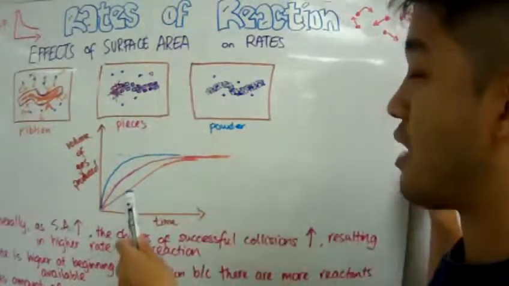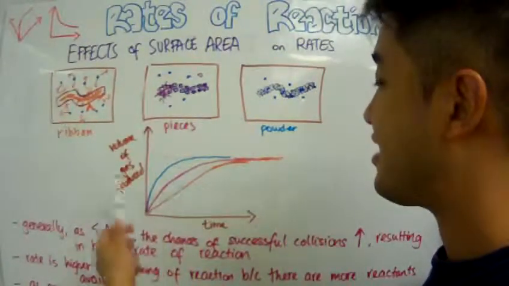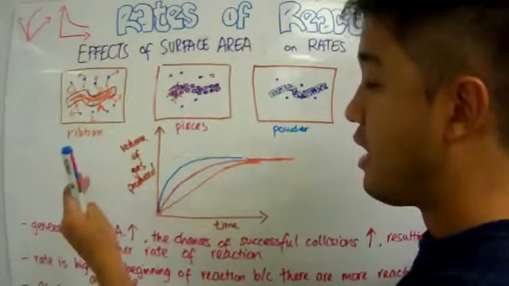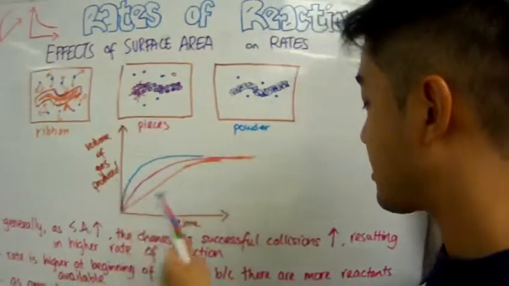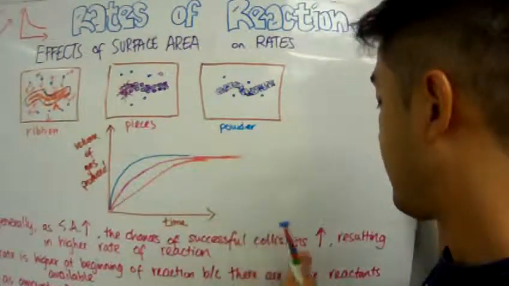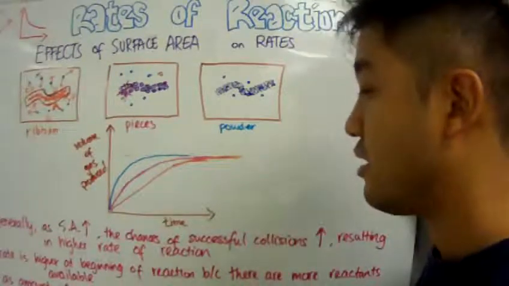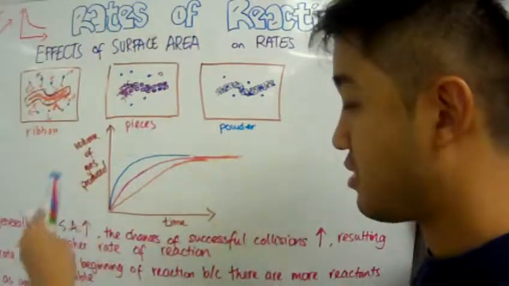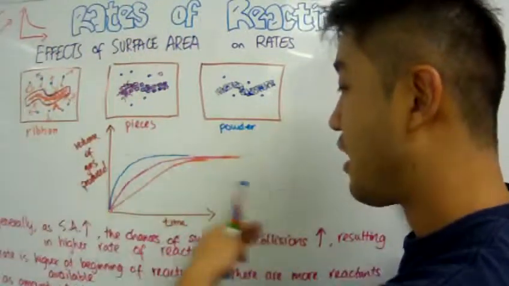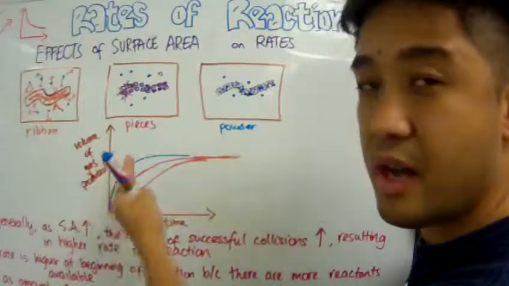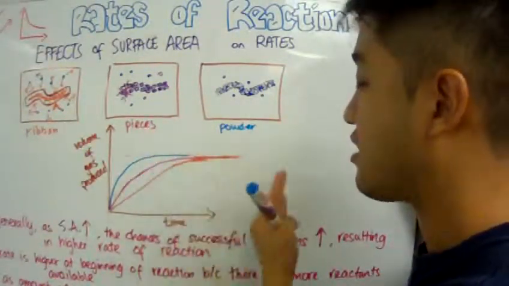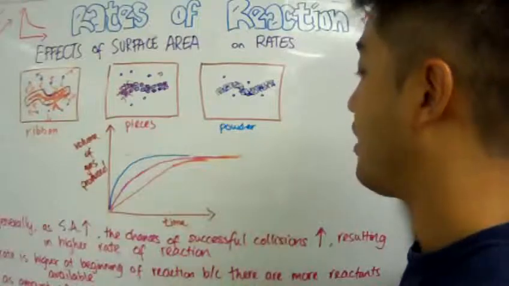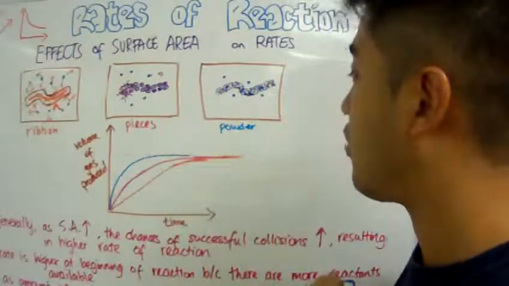I drew out the rate of reaction for all these 3 instances. So again, generally speaking, the concept is the same. As you increase surface area, the chances of successful collisions go up, resulting in a higher rate of reaction. The rate of reaction, again, is always higher at the beginning of the reaction because there are more reactants available. And as the reaction proceeds, the amount of reactants will go down, so will the chance of successful collision, until you get your total amount of products.